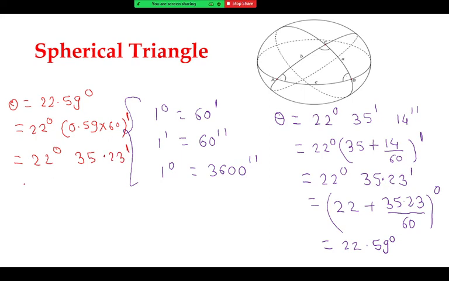Now this can be written as 22 degrees, 35 minutes, and this 0.23 into 60, that is seconds. And you will get the required answer, which is the reverse way, say 22 degrees, 35 minutes, and then 14 seconds. Okay, so this is one of the ways of conversion.